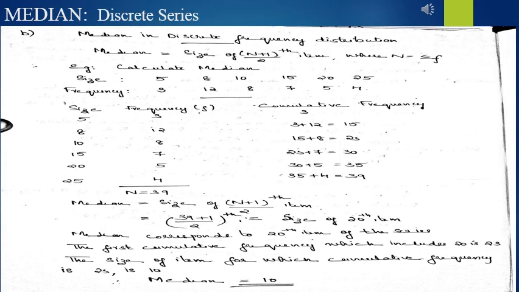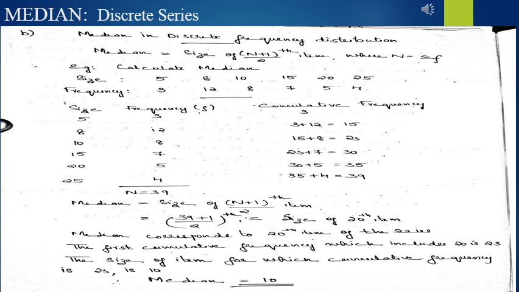So now let's see how to calculate median in the case of discrete series. In case of discrete series, median is equal to the size of the (N plus 1)/2th item, where capital N is equal to sigma f. For example, you have 5, 8, 10, 12, 20, 25 as the size, and frequency as 3, 12, 8, 7, 5, 4.